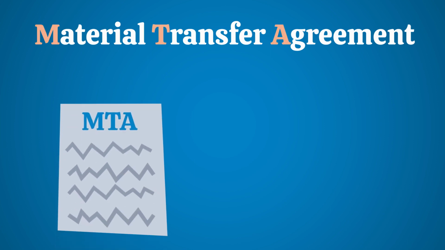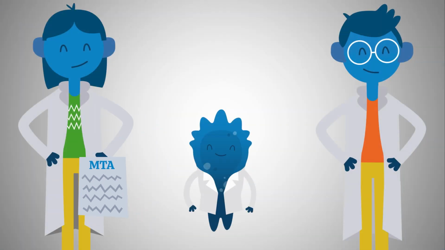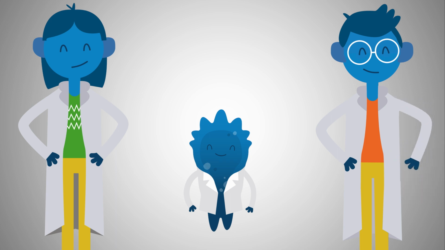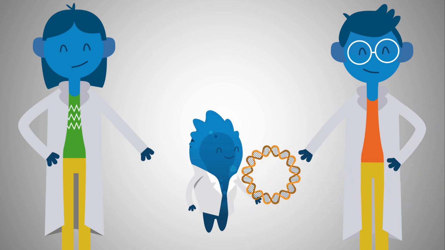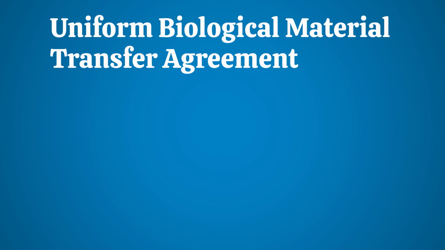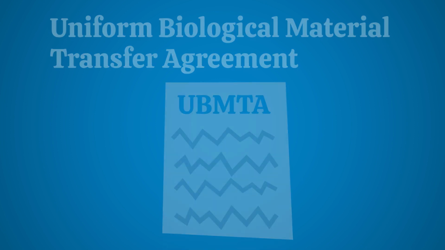Every order for plasmids must have a completed material transfer agreement, or MTA. An MTA is a legal document that sets the terms of use for research tools that are shared between institutions, so the technology can be transferred from one institution to another. Addgene uses the Uniform Biological Material Transfer Agreement, or UBMTA, because it's widely accepted both within the US and internationally.